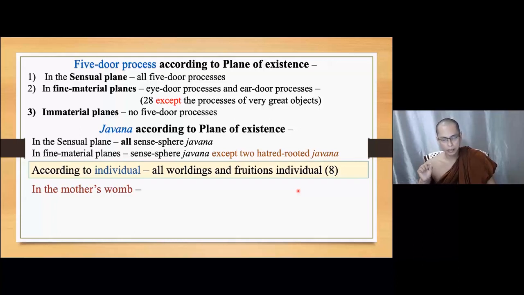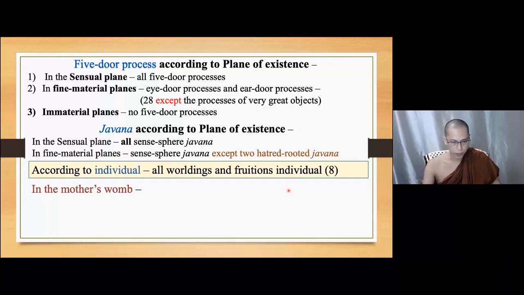They exist only for a moment, only one moment of the path consciousness. That is why this process cannot be in that person's mental process, only one mind moment long. That is why, if we count the individuals related to the five-door process, we get the eight individuals of the worldlings and fruition.